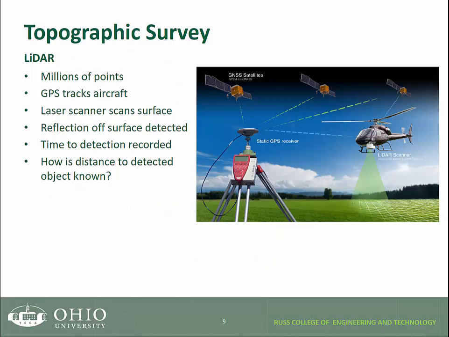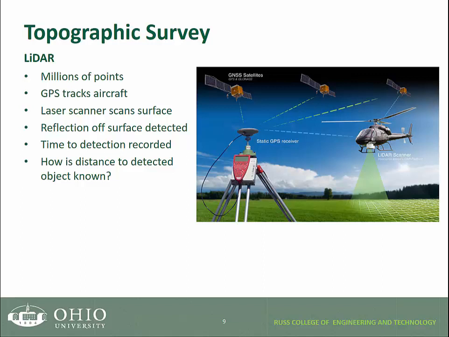LiDAR is a powerful technology that creates a 3D point cloud of the Earth's surface. LiDAR is a portmanteau of light and radar. Light, or a laser, is emitted from the aircraft, reflected off solid objects, and received by the aircraft. The location of the craft is tracked through a GPS system.